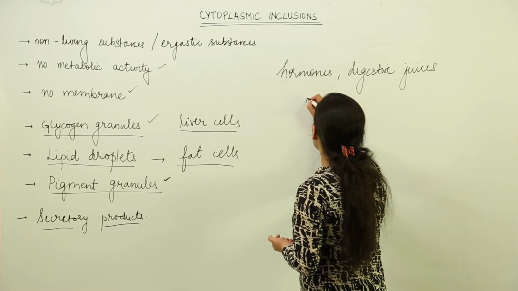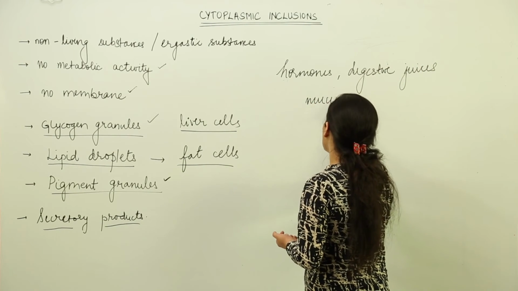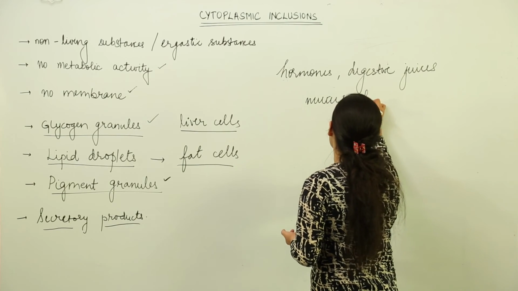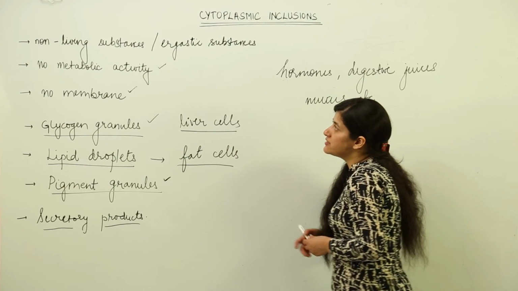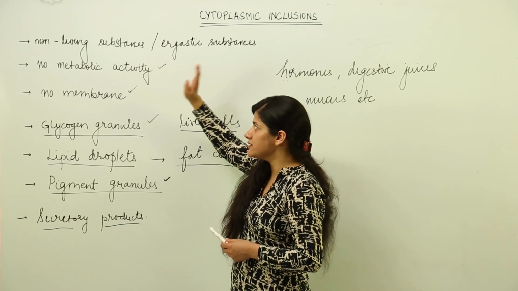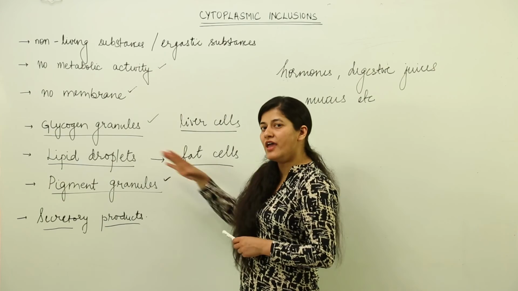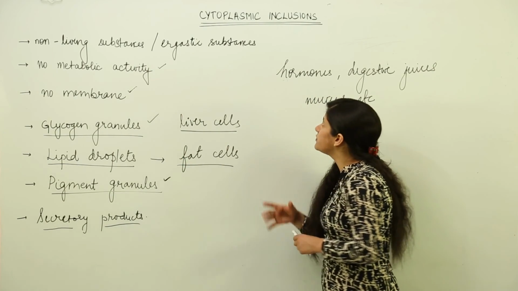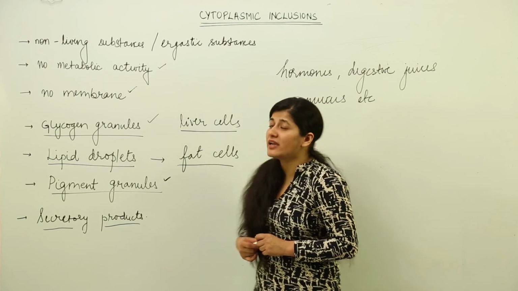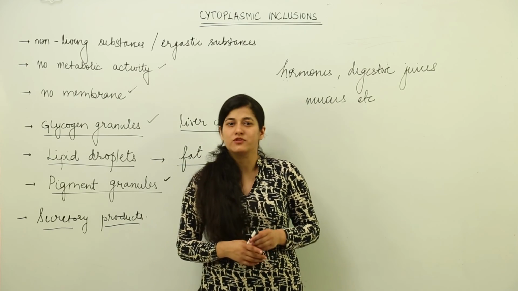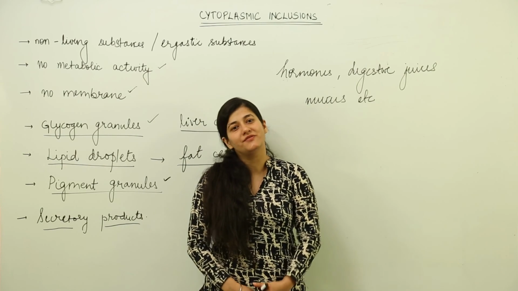And the points you have to make sure you don't forget about cytoplasmic inclusions are these three: that they are non-living substances, they don't perform any metabolic activity, and they do not have any membrane. So this is all about cytoplasmic inclusions, and with this we come to the end of all types of organelles which are present inside a living cell. Thank you.